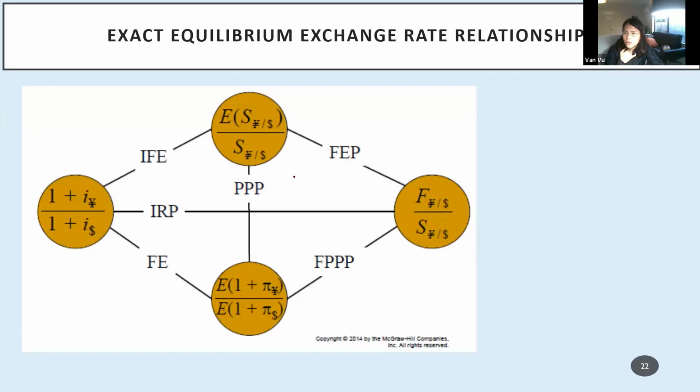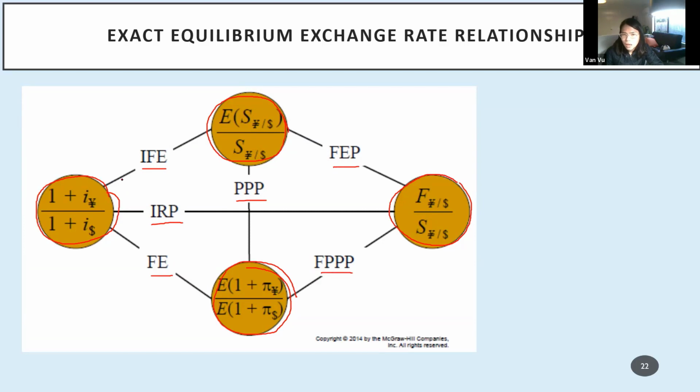So to summarize the international parity conditions that we talked about today. If we're looking at the relationships between nominal interest rate, expected future spot rate, forward rate, and inflation rate, the relationship between these four different variables is explained by the relative parity conditions that we see here.